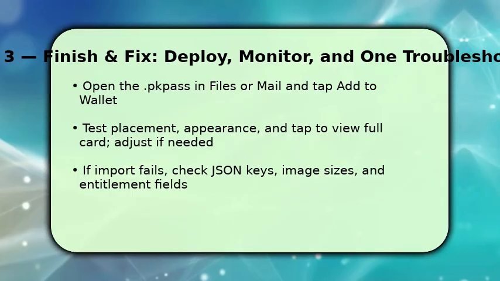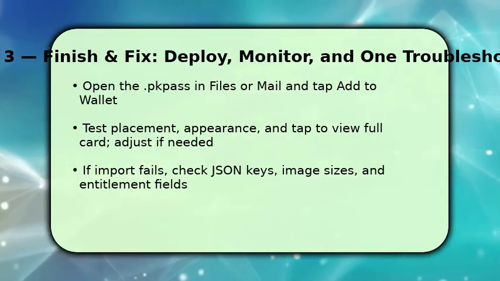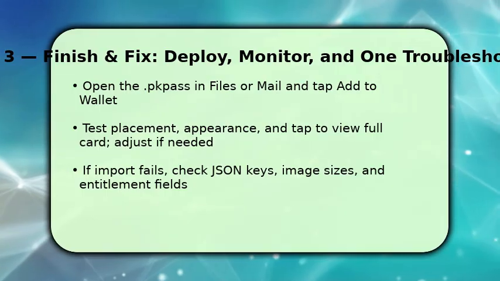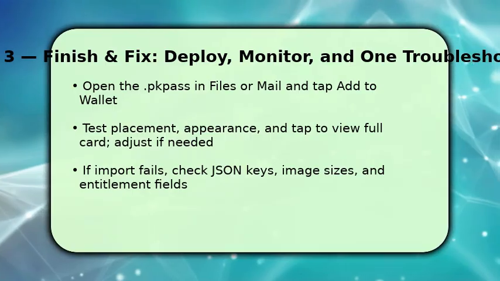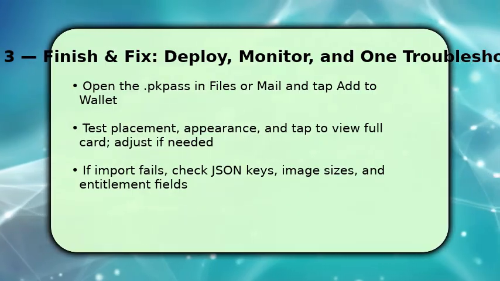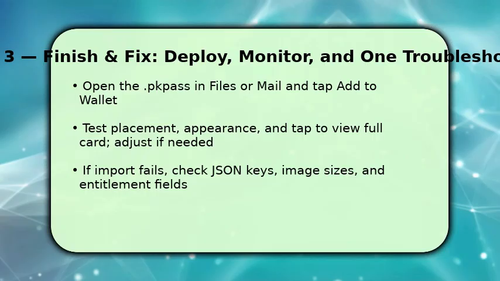Once added, open Wallet and inspect the pass. Tap to see full details and verify images, colors, and fields. If something breaks, go back to Shortcuts and correct the pass JSON. Check required keys, image resolutions, and serial number uniqueness.